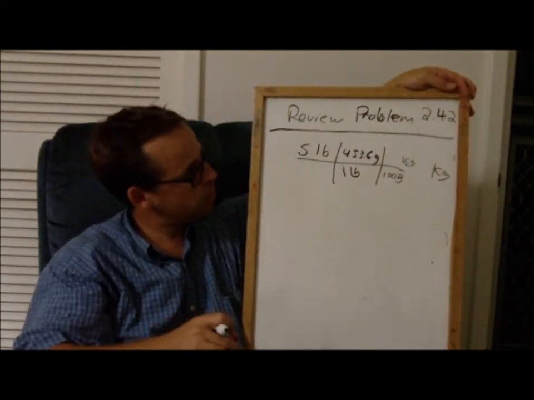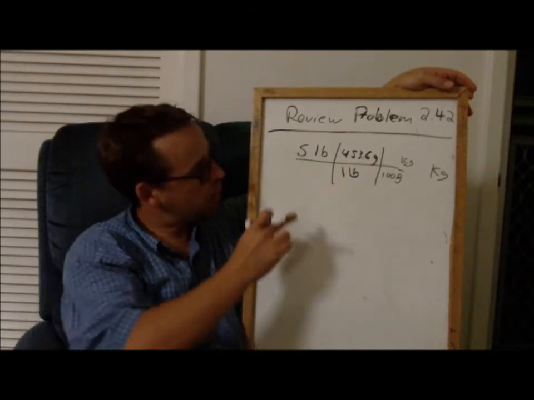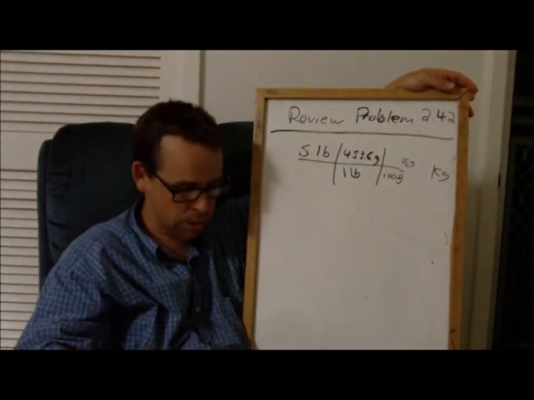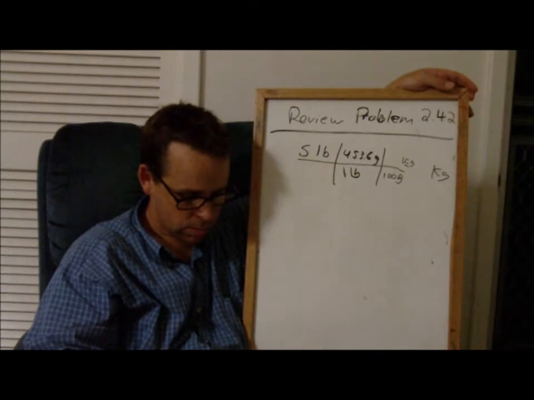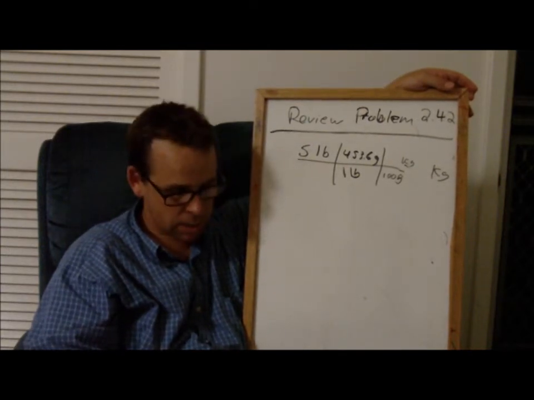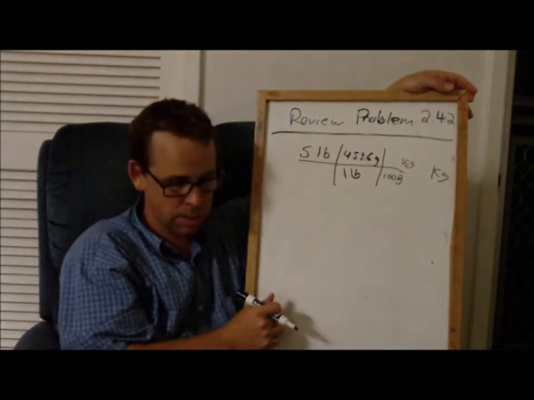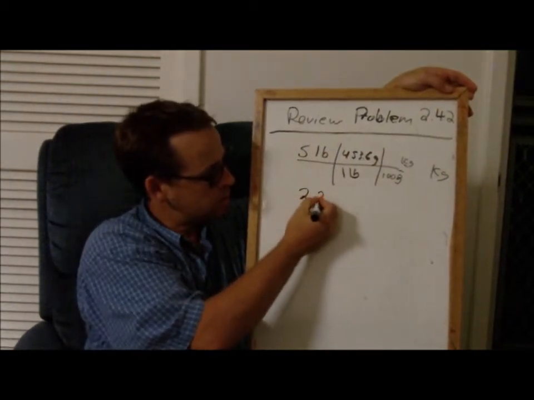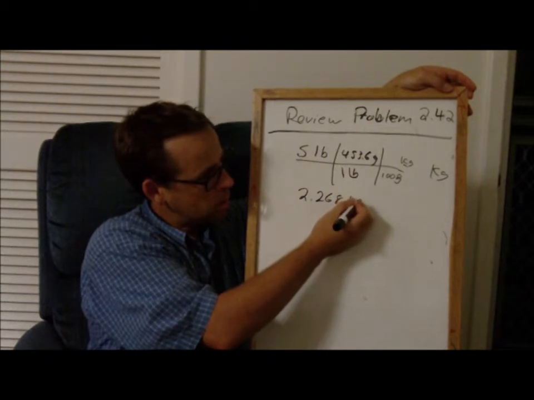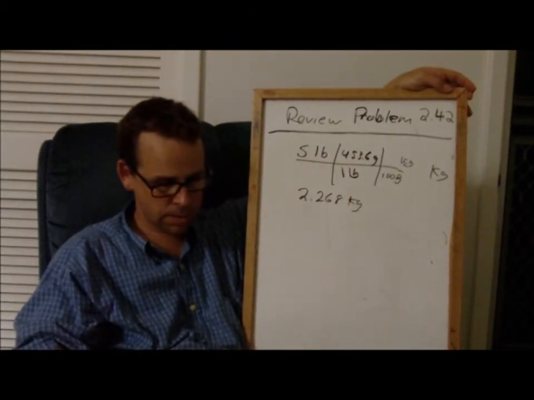So we take 5 pounds multiplied by 453.6, divided by 1,000, because there's 1,000 grams for every kilogram. And that's 2.268 kilograms. All right?